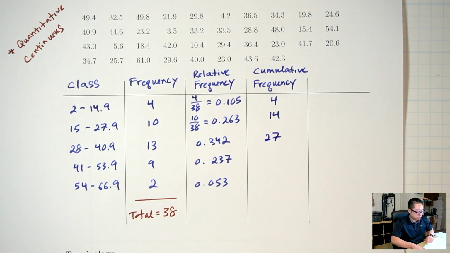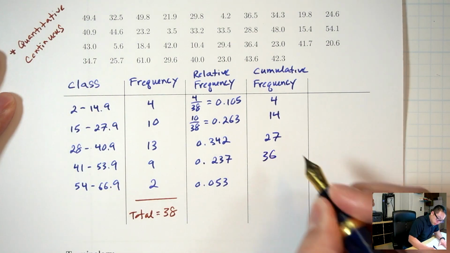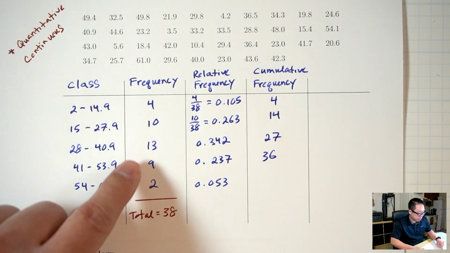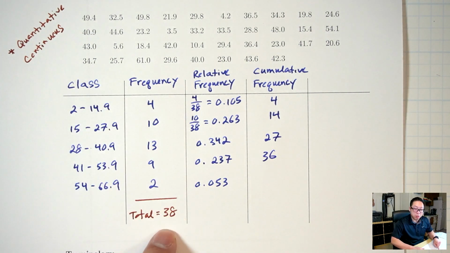Next up is 9 plus 13 plus 10 plus 4, 36. And then finally 2 plus 9 plus 13 plus 10 plus 4, which is all of these numbers, which I know is 38.